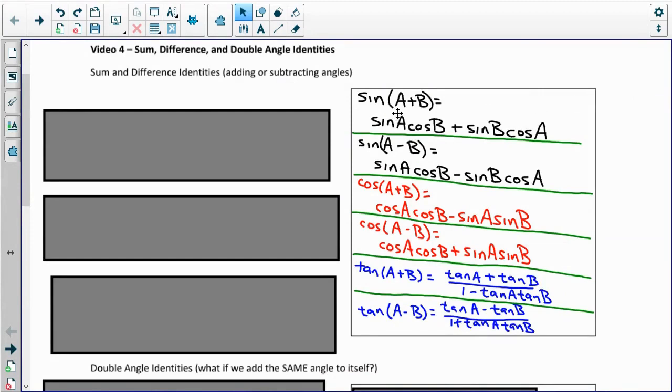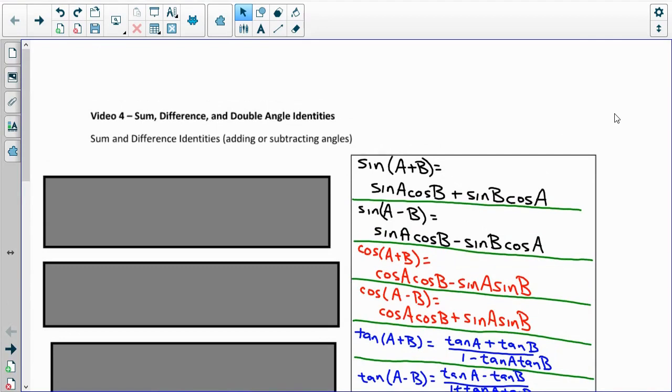So sine of a plus b or sine of a minus b, that's what happens if we add or subtract two angles. Remember that on the inside of a sine or a cosine or a tangent, we're dealing with angles. So what if we have angles that we want to add or subtract?